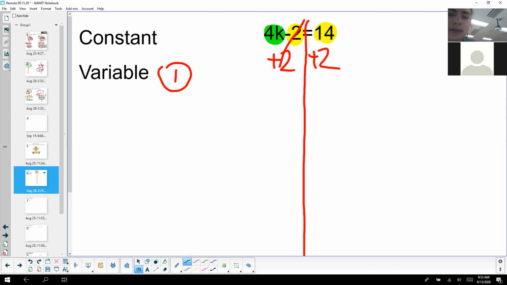So I'm going to rewrite this. I'm going to bring down that 4K. So 4K, and then -2 plus 2 canceled. So I'm left with 14 plus 2, which gives me 16.